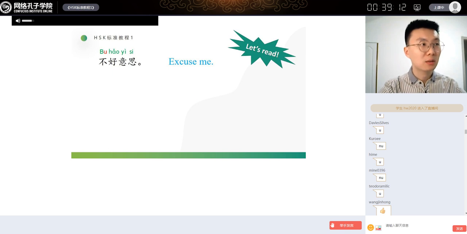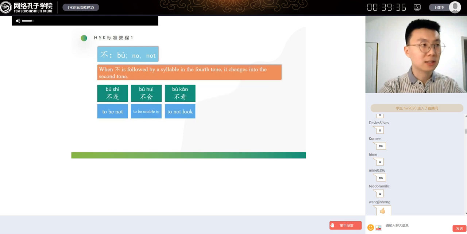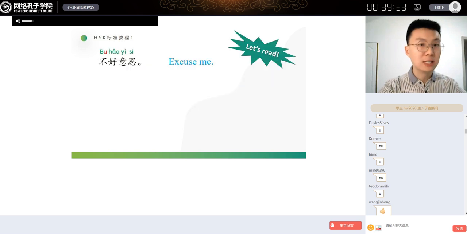This one. 不 should be which tone? The first tone or the second tone? 好意思，好 is the third tone, right? So in this case, which one? Let's look at this. If we use it before the first, second, and third tone, it should be the fourth tone, right? So here, 好 is third tone, right? So we should read fourth tone. 不好意思，不好意思 it means excuse me.